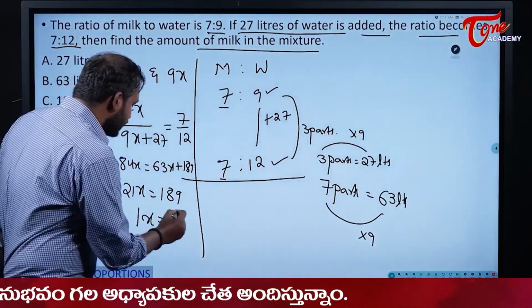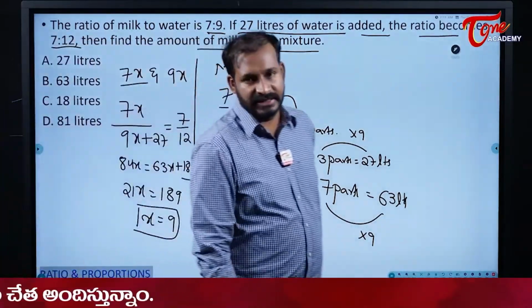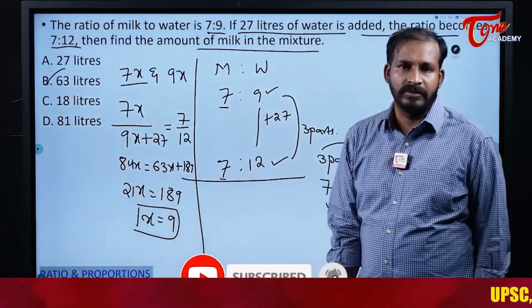9. The x value becomes 9 and they are asking us the milk portion. Milk portion is 7x, it becomes 63 liters. So like this we can solve the problems.